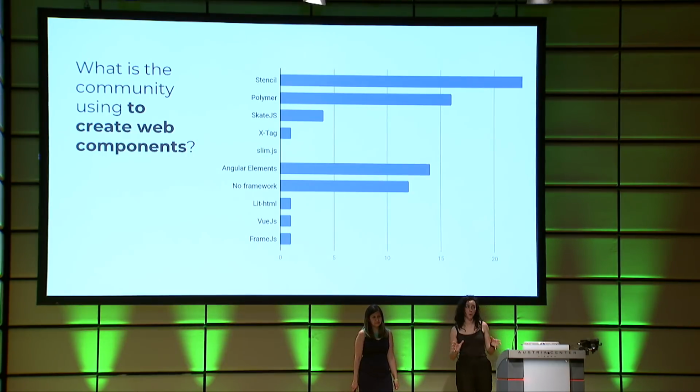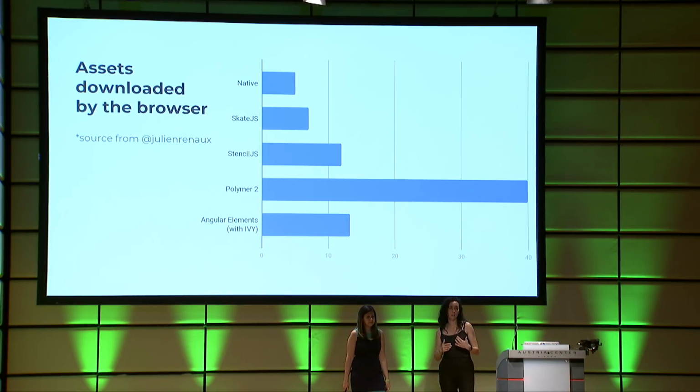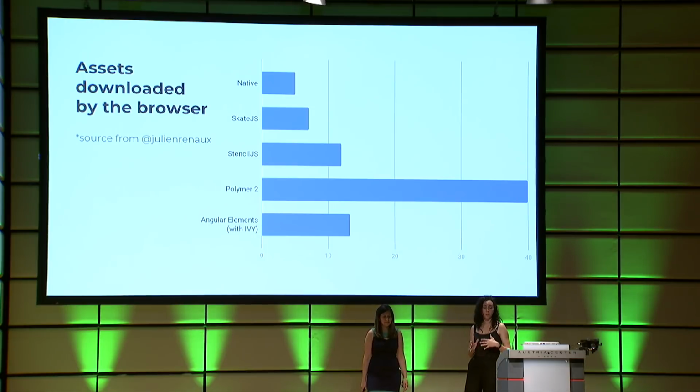Yeah, so the first question we asked them was, what are they using to create web components? And Stencil is the winner. This is probably because of Ionic, but also if you take a look at the assets downloaded by the browser, you can see that Stencil is in third place. We still haven't had time to play around with Polymer 3, but as soon as we do, we will update this slide.